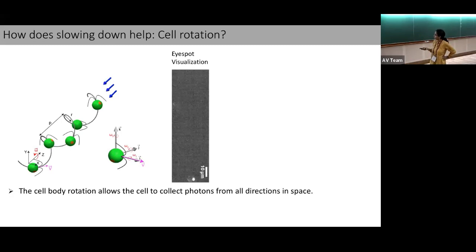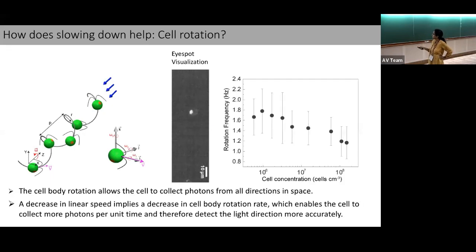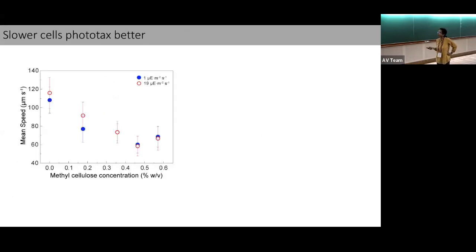From these iSpot visualization movies, we can again quantitatively measure the rotational frequency of the cell, and we find that above the critical concentration, it goes down. And so a decrease in linear speed implies a decrease in cell body rotation rate, which enables the cell to collect more photons per unit time and detect the light direction more accurately.